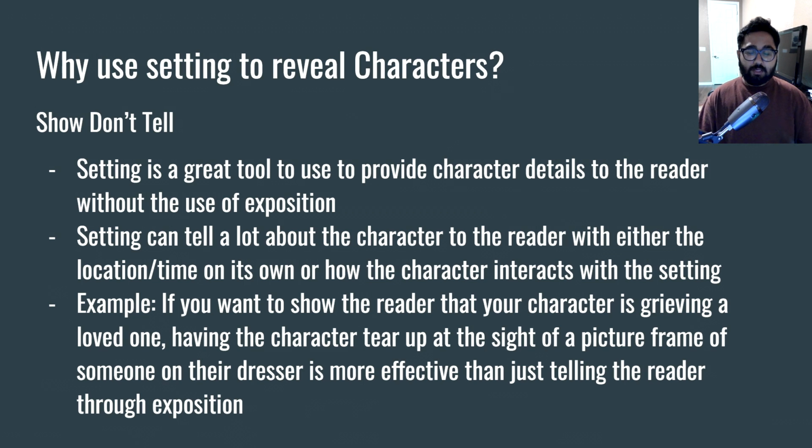Another way, and probably the more effective way, is to show the character interacting directly with the setting. This is a good way to liven up the setting, keep it from feeling stagnant. For example, if you want to show that your character is grieving a loved one, having the character tear up at the sight of a picture frame of someone on their dresser is so much more effective than just telling the reader this through exposition.